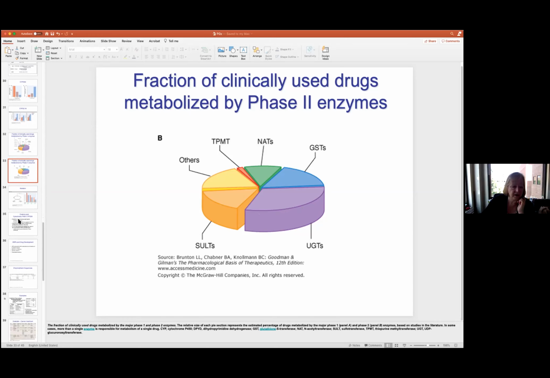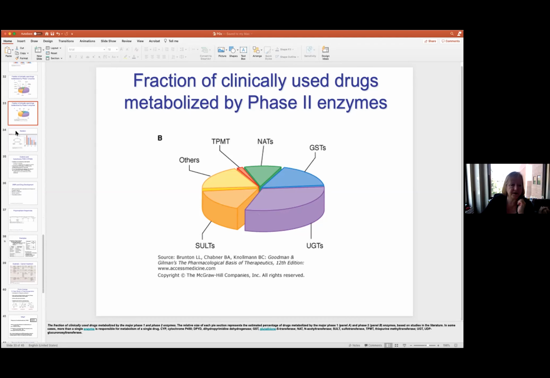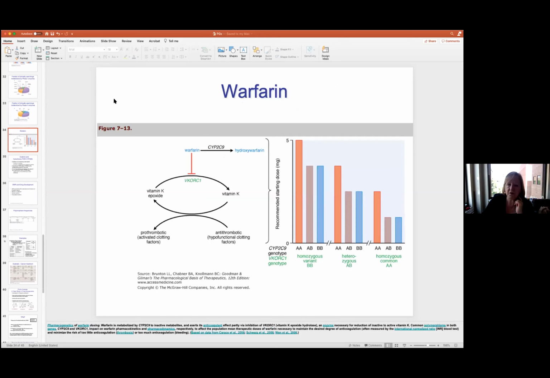We'll come back and finish up with a couple of examples of how this is then used clinically. So this is our classic example of warfarin. Warfarin, remember, is dosed as a racemic mixture of S and R warfarin. And it's processed by CYP2C9 to hydroxywarfarin, which is inactive. But the warfarin that is around has an effect on VKORC1, and that's responsible for transforming vitamin K epoxide to vitamin K. So there's two things at play here.